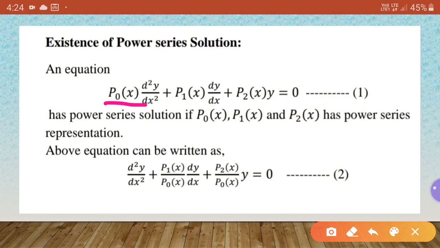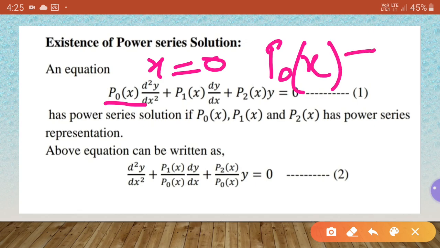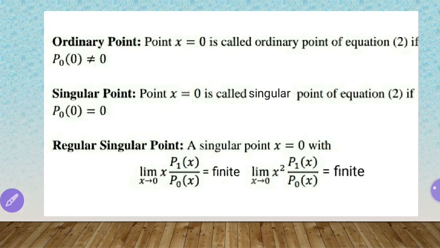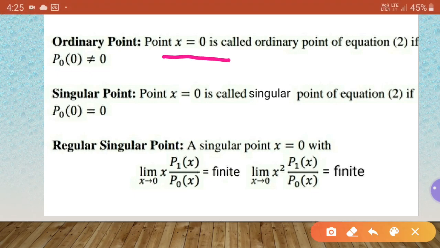So we need to first check x values as 0, 1, 2, 3. If we substitute x equal to 0 and p0 of x is not equal to 0, then we say that point is called an ordinary point. So the ordinary point definition is: x equal to 0 is called an ordinary point if p0 of 0 is not equal to 0.